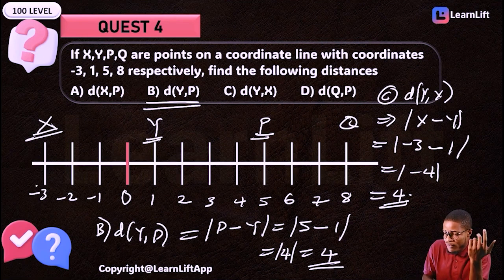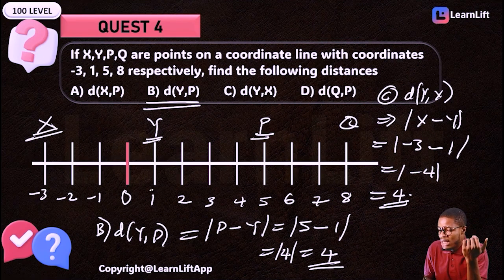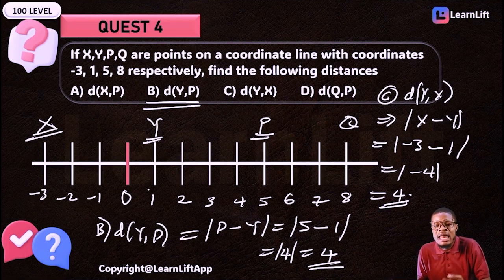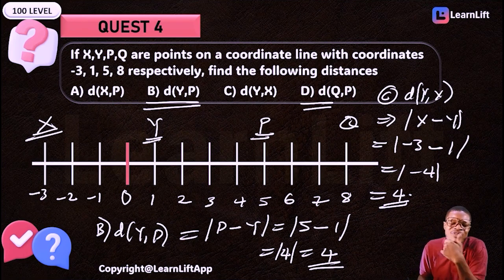Look at it now. From y to y is 1, 2, 3, and then 4. You've gotten your answer. Left with the last, which is your D, very fast, right? Yeah, follow me, let's solve it together.